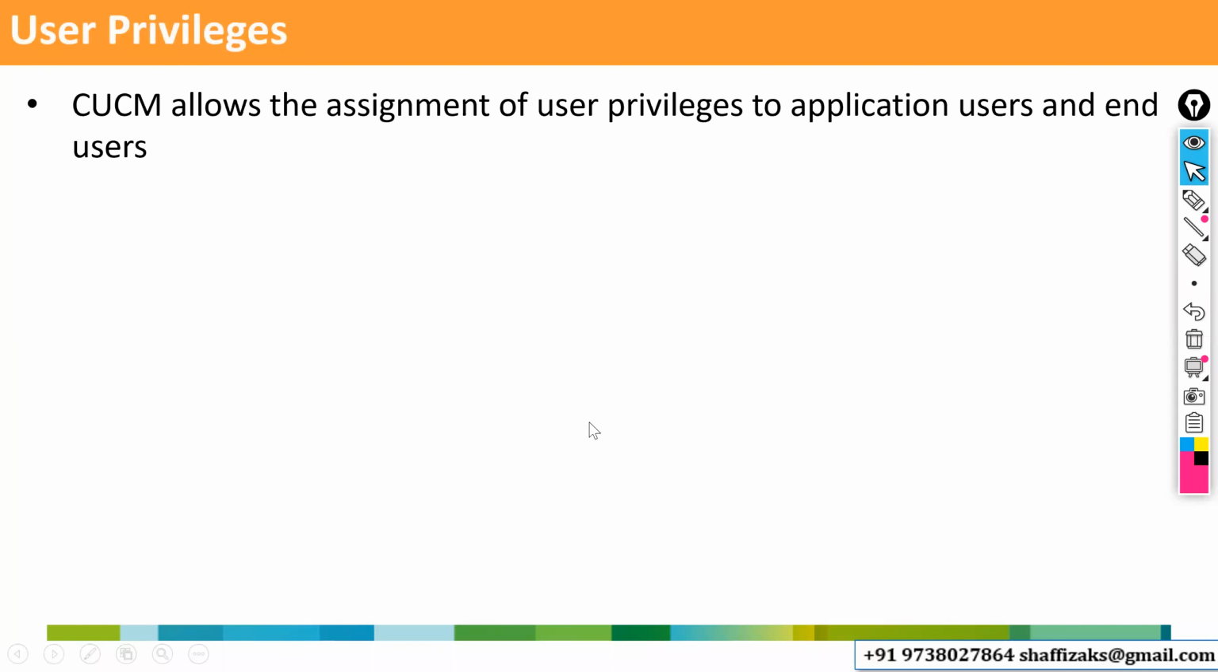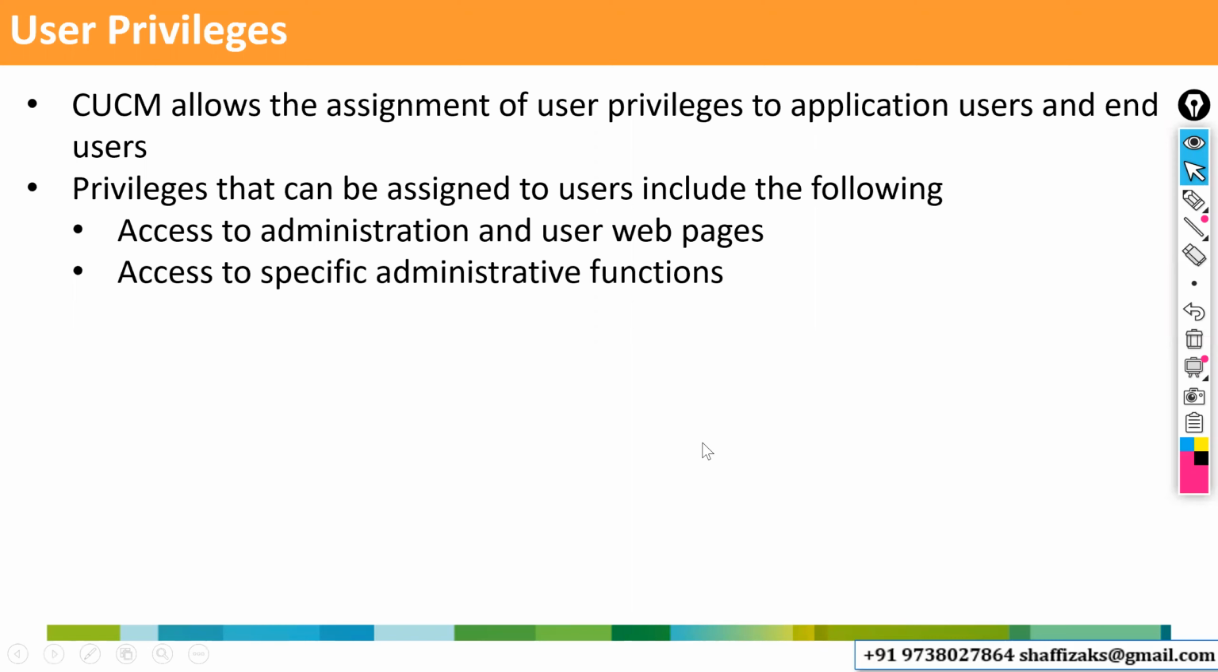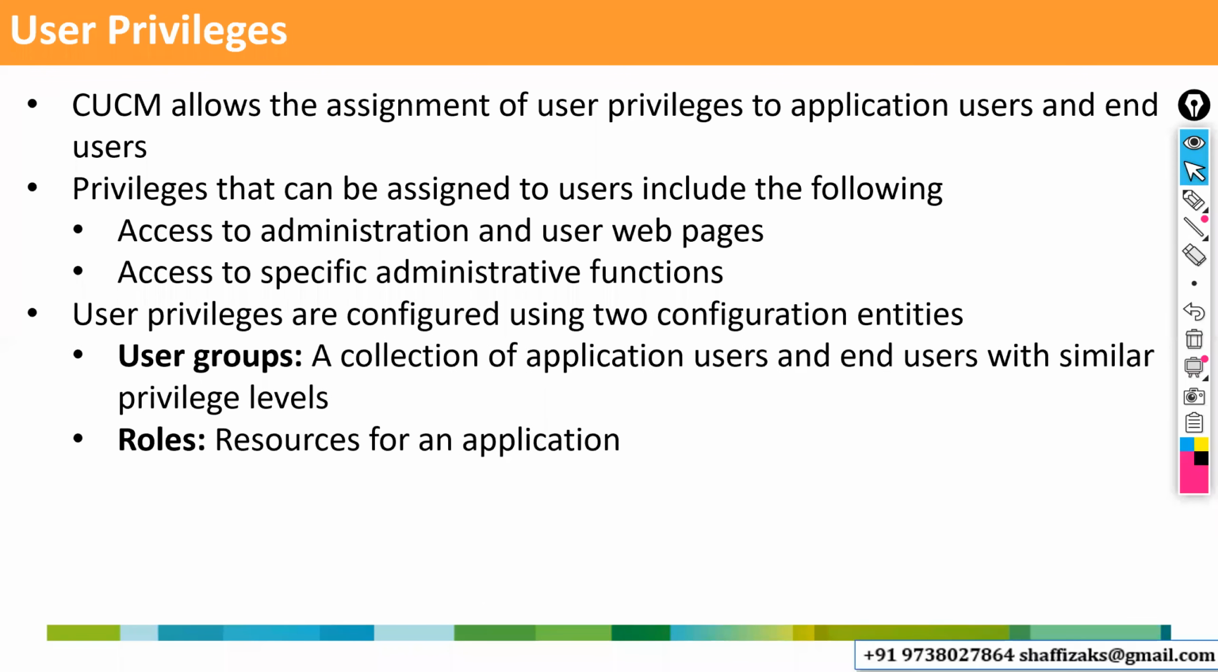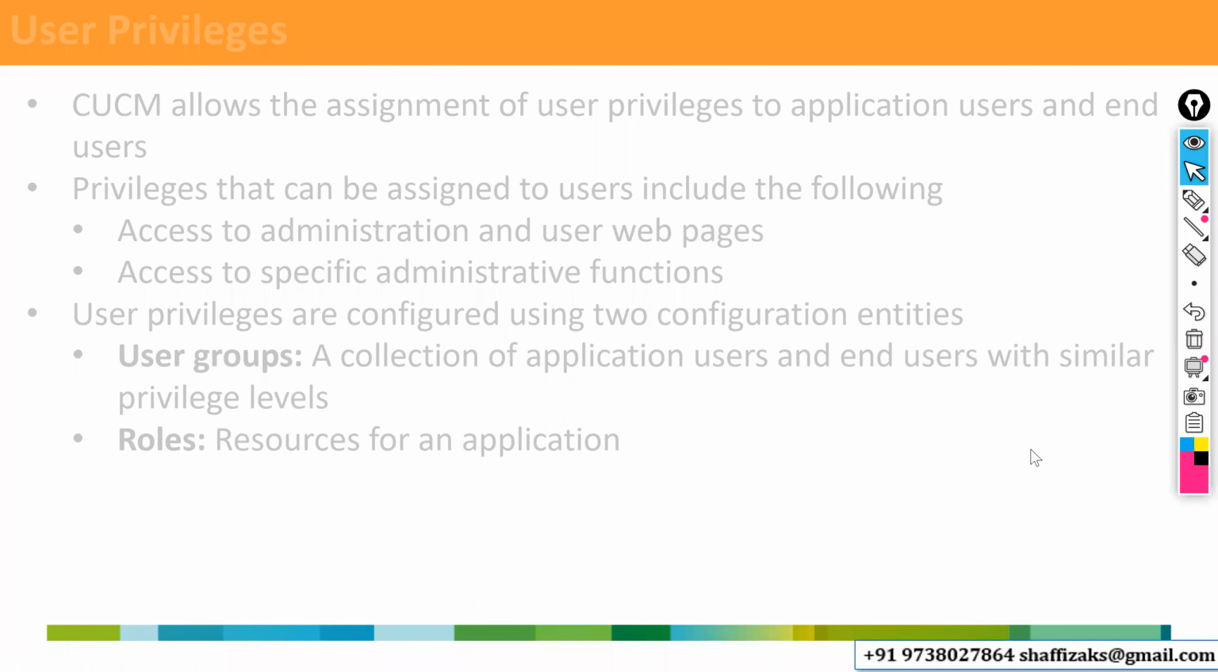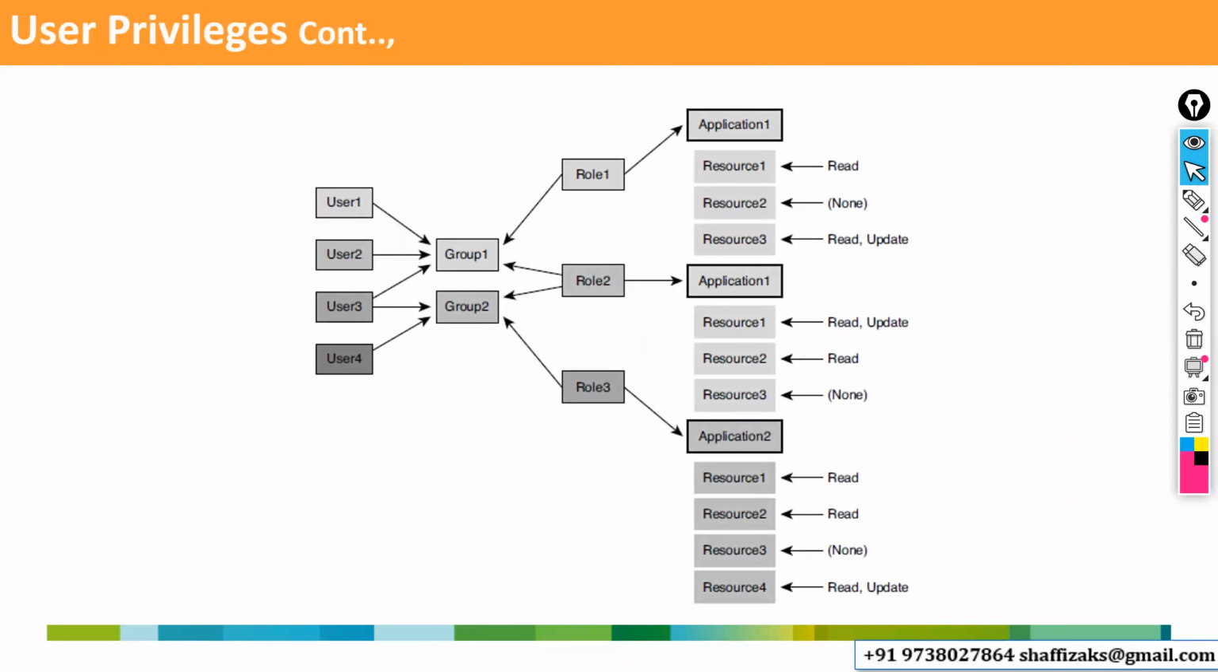Next, the user privileges. Once you create a username, what happens? By default, there will be no permission for that user. You have to give the permission. How can you provide the permission, the privileges? By using roles and groups. Again, I'm not reading, you'll get confused. I'll just go to the next slide where I can explain this easily.